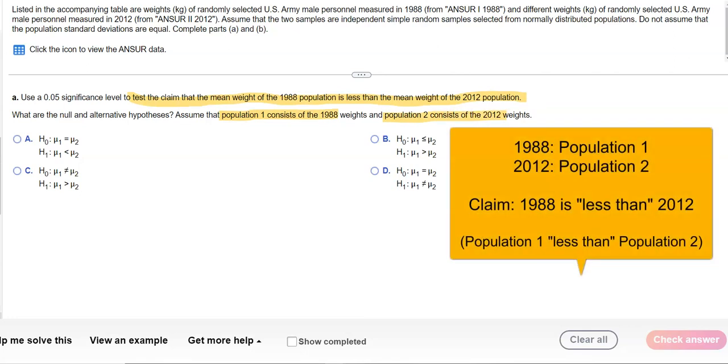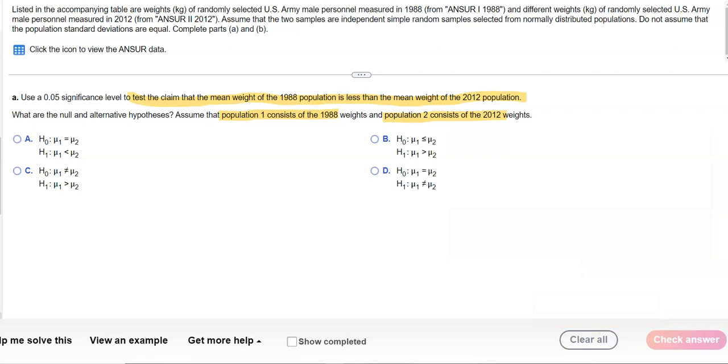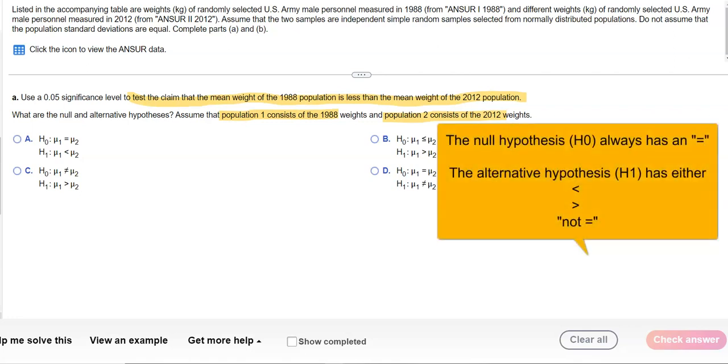So if we're saying that the 1988 group is less than the 2012 group, and 1988 is population 1 and 2012 is population 2, then our claim is that mu1, the mean from group 1, 1988, is less than mu2, the mean from 2012. Since that statement has an inequality in it, not an equal sign, it has a less than inequality in it, that means that statement is going to go into our alternative hypothesis, the H1. So H1 should be mu1 is less than mu2.